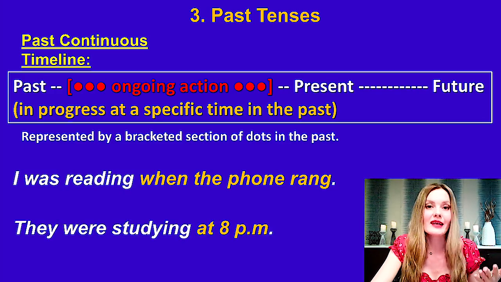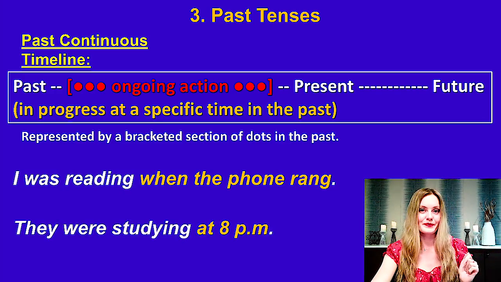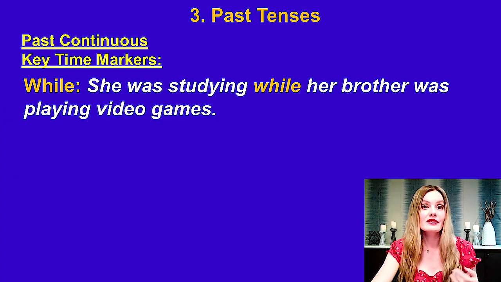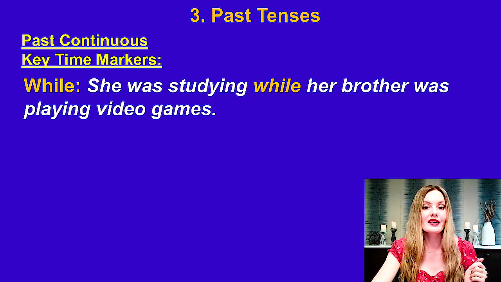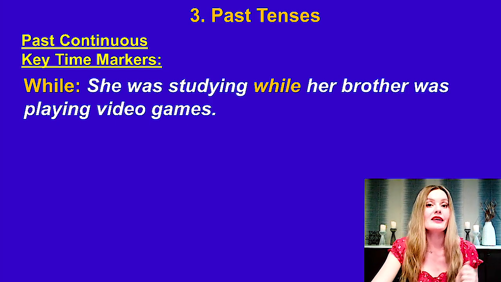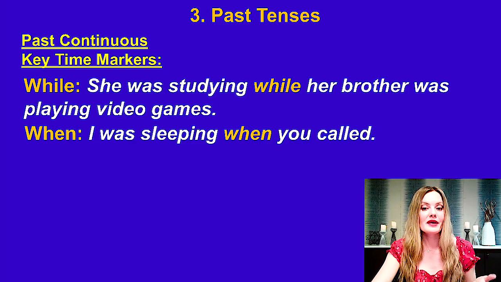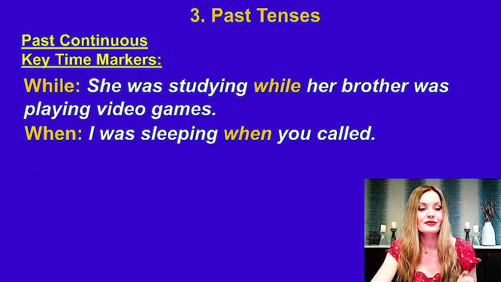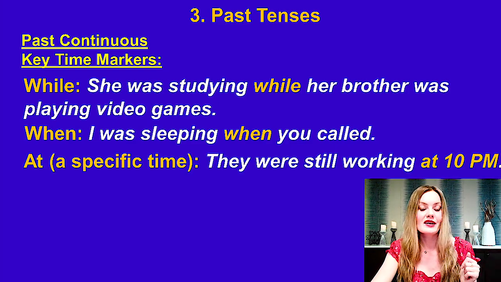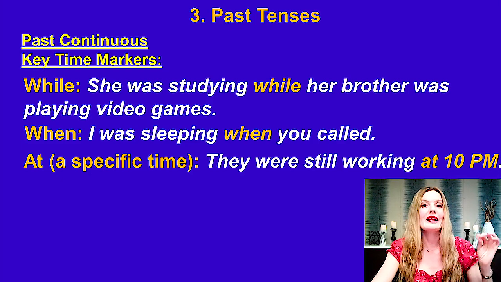They were studying at 8 p.m. Now, key time markers for past continuous tense. While. She was studying while her brother was playing video games. When. I was sleeping when you called. At a specific time. They were still working at 10 p.m.